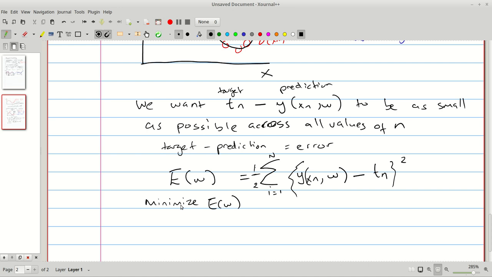This is what we're trying to minimize, because this represents the summation from i equals 1 to n of the error. So this is the error, right? This minus this. We're trying to minimize this error between this. So how do we actually go about minimizing this error?